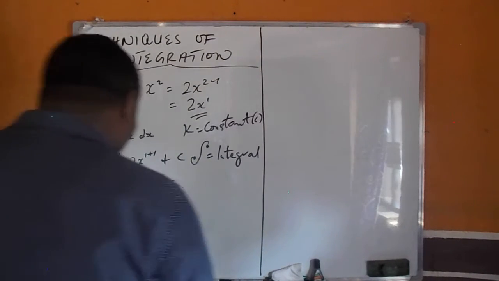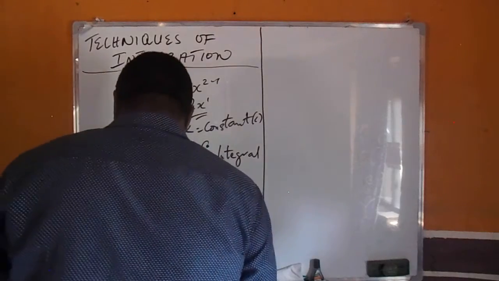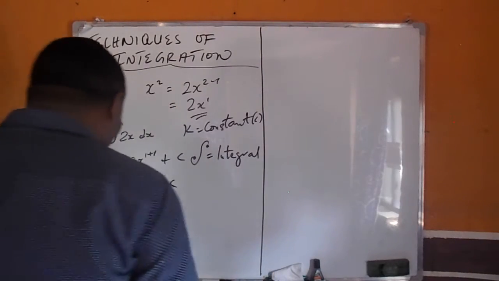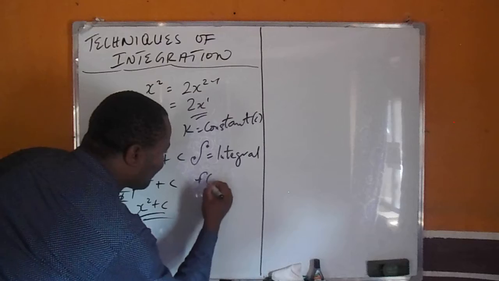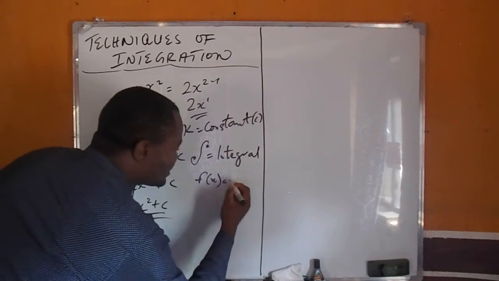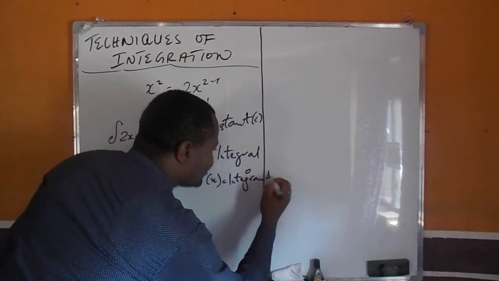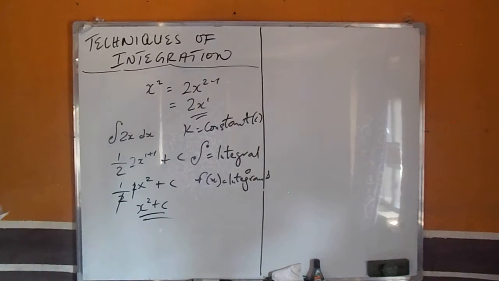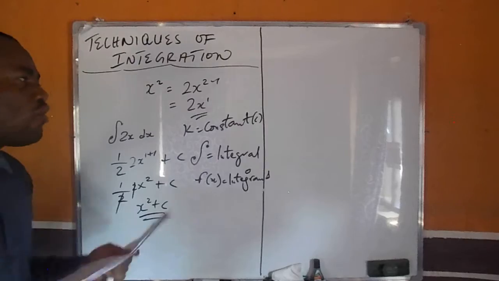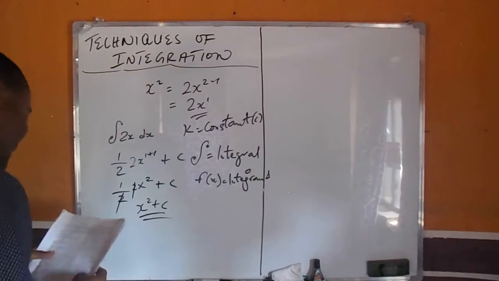And then what else do we have? We have what we call the integrand. If we say f in bracket x, this is called what? Integrand. That is what you know as the integrand. Now with this we can move further.